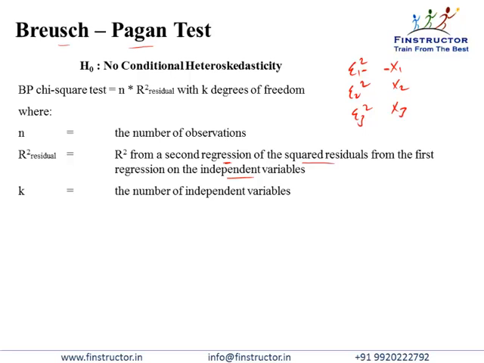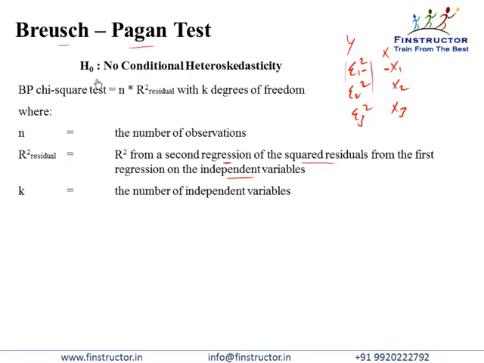So perform a second regression wherein the dependent variable is the squared residuals or the squared error terms, and the independent variable is your regular independent variable. Compute the R square, or the coefficient of determination, from that regression. This distribution is a chi-square distribution, and this test is a chi-square test, and the test statistic is calculated as n multiplied by the R square of this regression, that has k degrees of freedom, where k is the number of independent variables.